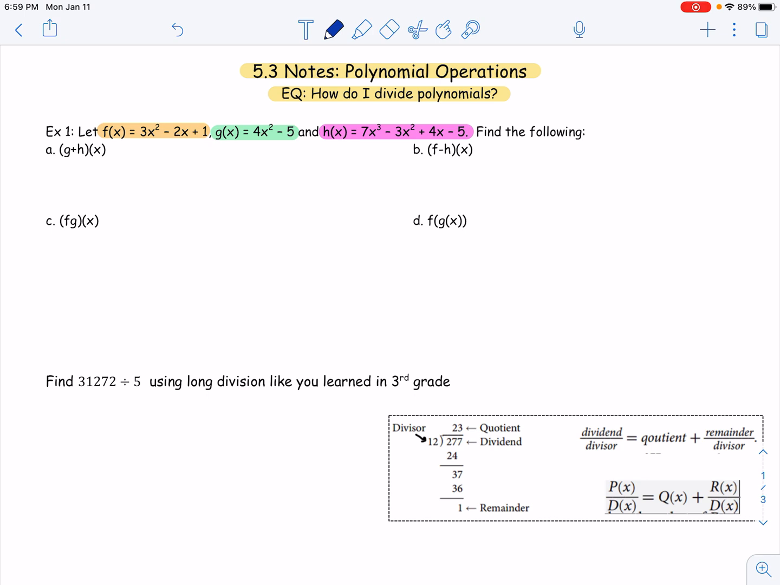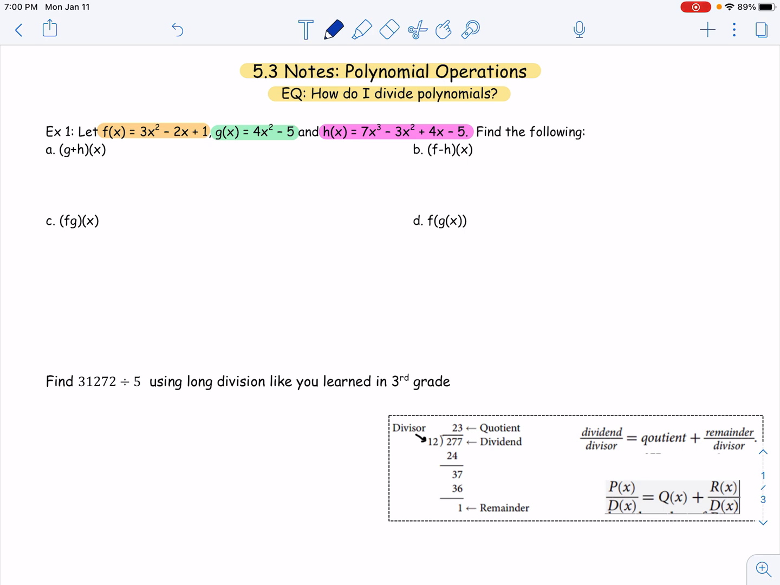We are going to be doing our operations with these polynomials. So we're going to add, subtract, multiply, and divide our polynomials. The only really new operation in there is division. So that's what we're focusing on, is dividing the polynomials. But we want to start off with a review of adding, subtracting, and multiplying, and even a review of composition.